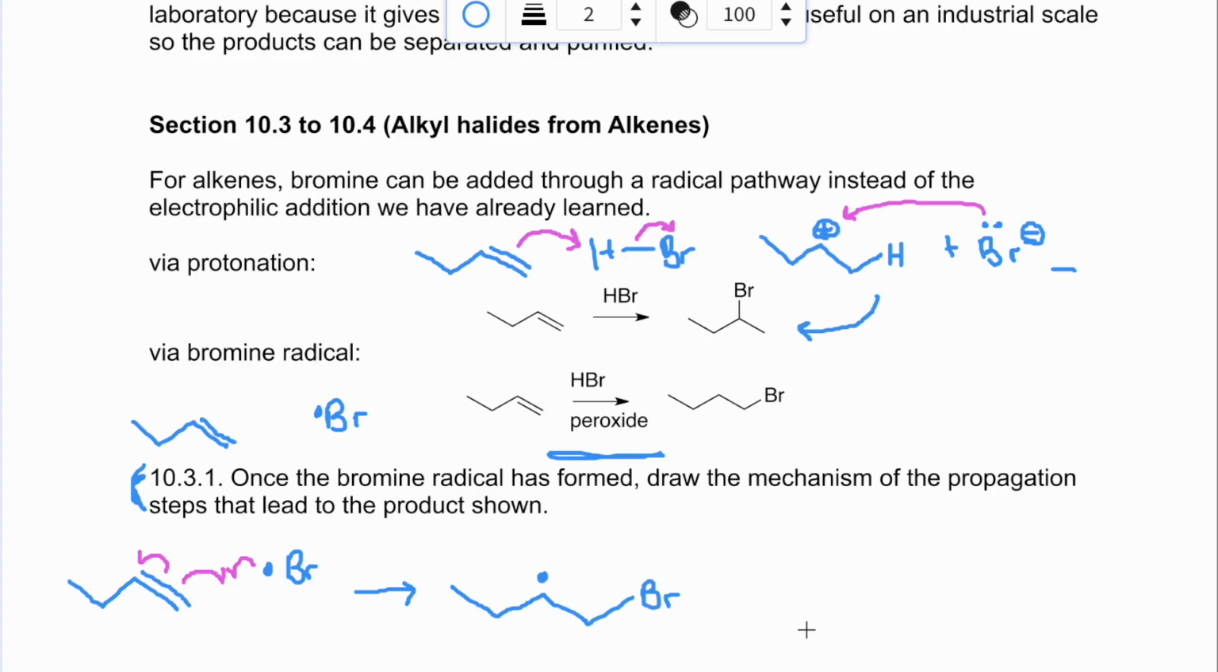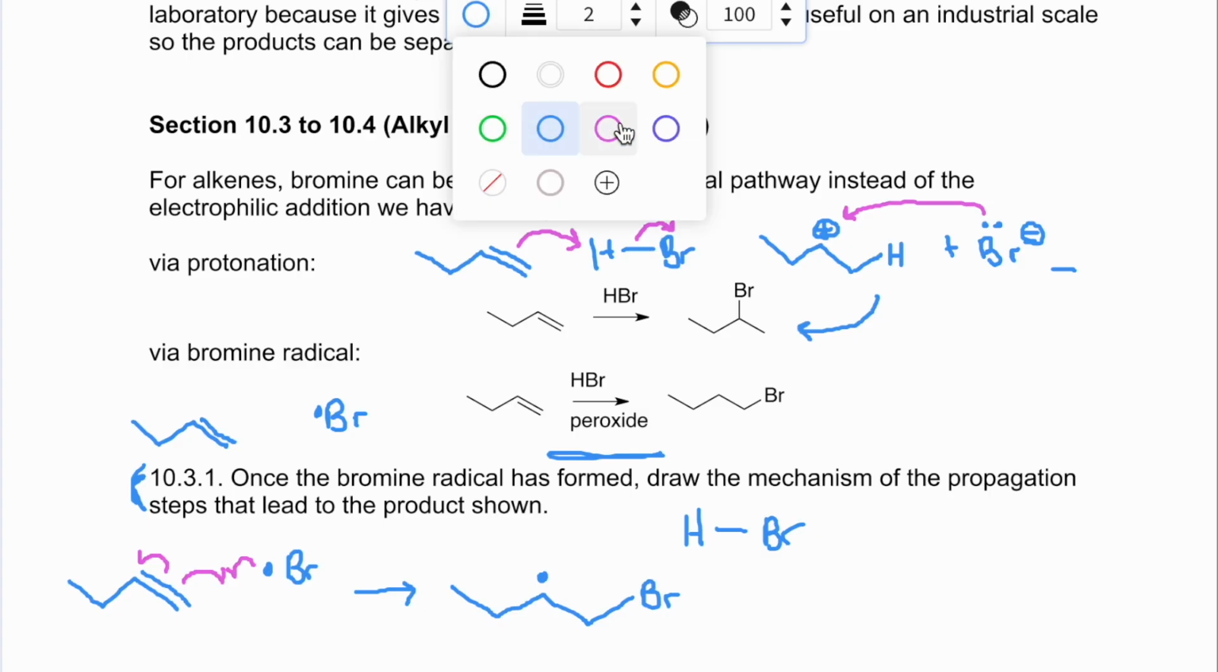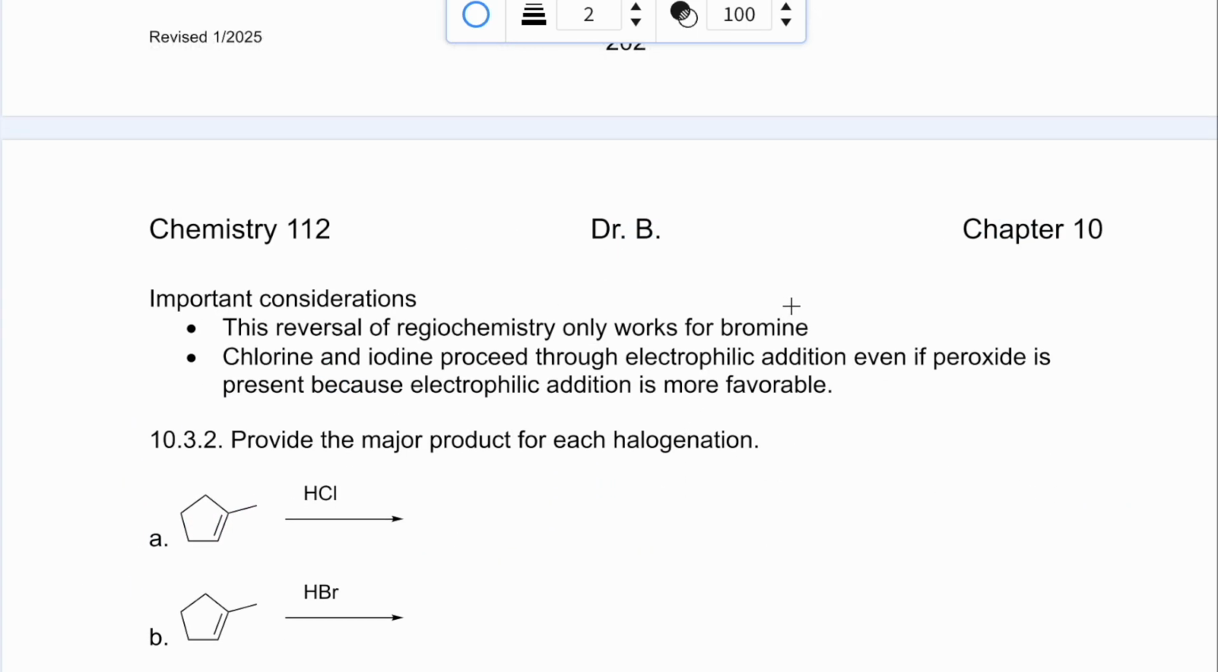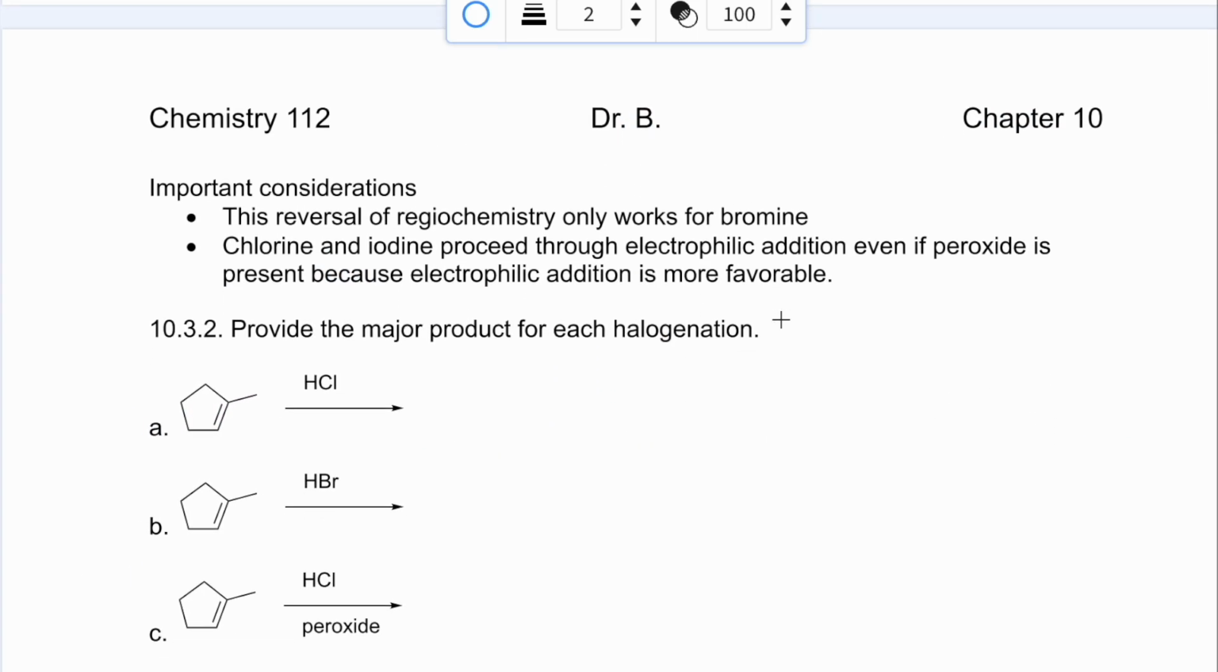So this is the more stable pathway, and then this would propagate by finding another molecule of HBr. That would lead to the hydrogen forming a new bond to that secondary carbon. And now another bromine radical is formed to attack another alkene in the mixture. So this only works for bromine, not chlorine or iodine.